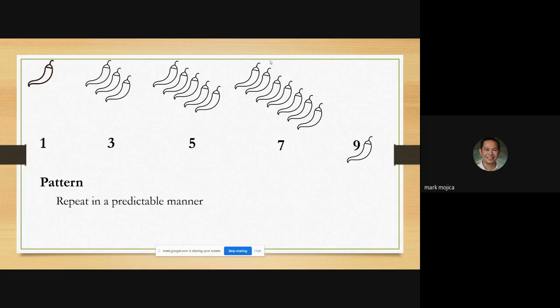So pattern is a repeat in a predictable manner. So pag sinabi nating repeat in a predictable manner, we can predict kasi yung pattern niya paulit-ulit lang. Try to analyze 3 and 1. Anong difference? 2. 5 and 3, the difference is 2. 7 and 5, the difference is 2. And 9 and 7, the difference is 2. Kaya na-predict kagad natin yung 9. Okay? Hindi lang basta hinulaan natin, kundi naintindihan natin kung ano yung pagkakasunod-sunod ng pattern na yan. Okay? That is pattern.